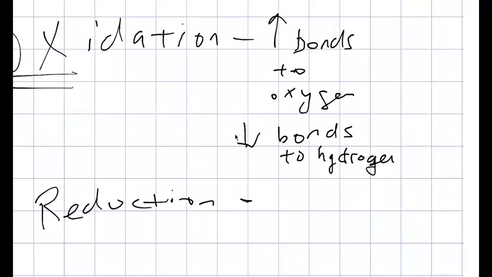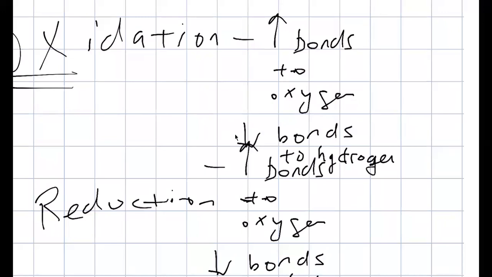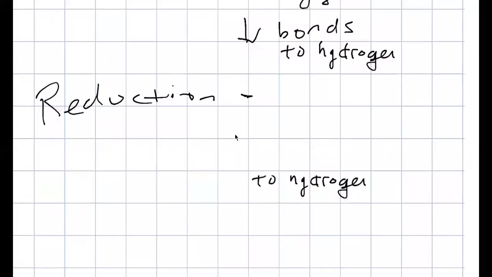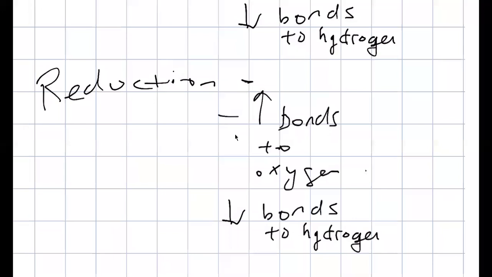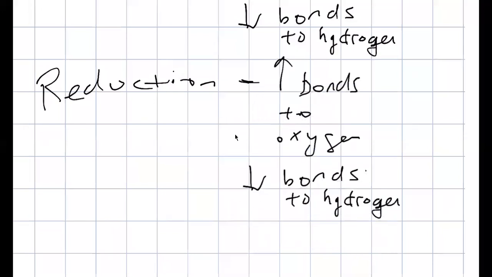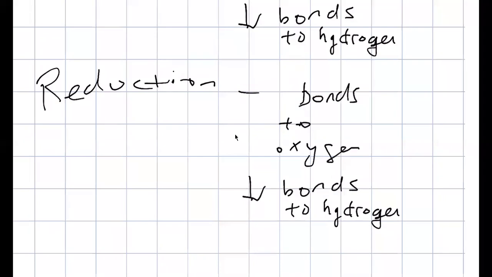I'm just going to copy this and paste it on the sheet. Yeah, so reduction is just the opposite. Decrease the number of bonds to oxygen or increase the number of bonds to hydrogen. So epoxidation is a type of oxidation reaction, right? I'm gonna increase the number of bonds between carbon and oxygen, right?